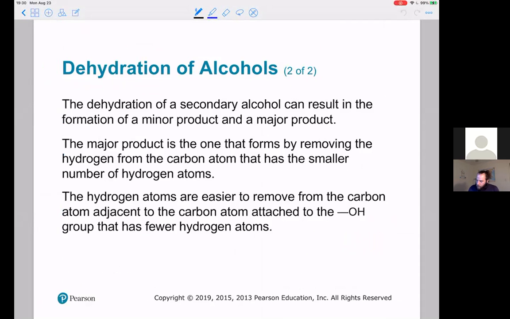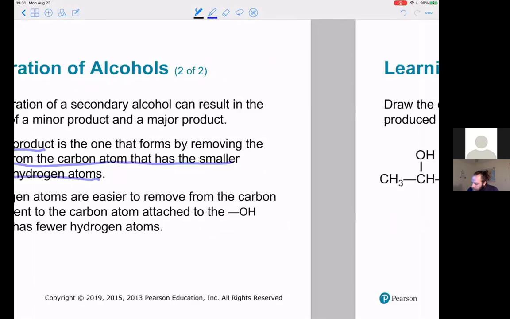I think the most important thing about these dehydration reactions is that they have a preference as to whether they want to go to a more highly substituted carbon or a less highly substituted carbon. The major product is the one that's formed by removing the hydrogen from the carbon atom that has a smaller number of hydrogen atoms. That's a really wordy way of saying the more highly substituted carbon. So let's look at an example here.